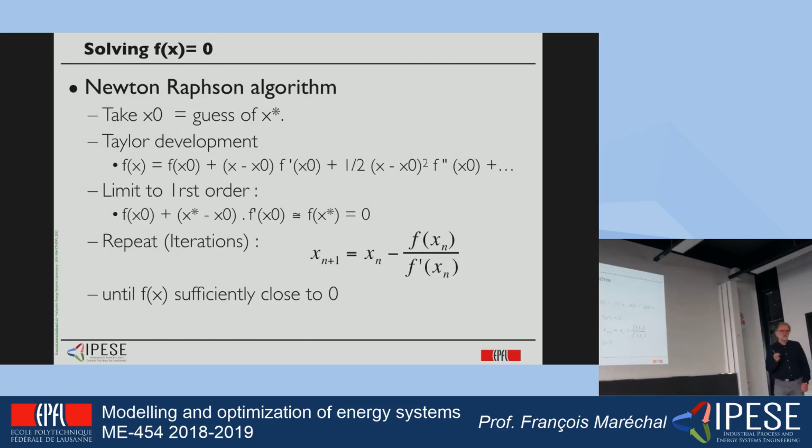So now I'm going to guess a value of x. I'm going to do the Taylor development, meaning I calculate the first derivative, so I limit to the first order. Knowing the first derivative, I calculate the new value of x, and I recalculate the value of x until I do not move anymore. When I say do not move anymore, it means that f of x is sufficiently close to 0. So this is a numerical method, which means that reaching 0 needs to be tested.